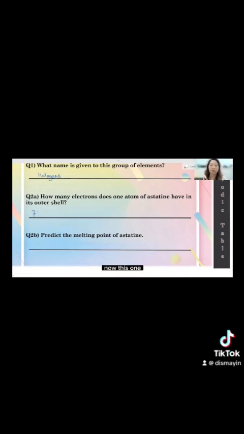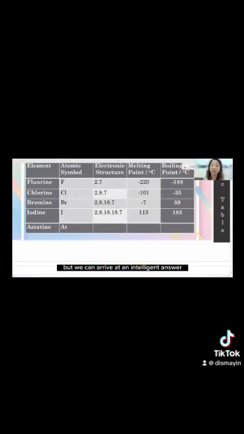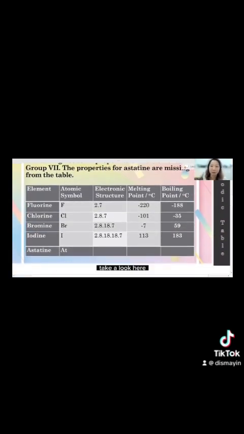Predict the melting point of astatine. Now this one, there is no fixed answer. Okay, but we can arrive at an intelligent answer. Take a look here. As we go down the group from fluorine, chlorine, bromine, iodine, and astatine, I hope you notice that the elements are arranged specifically going down group 7 in that order.